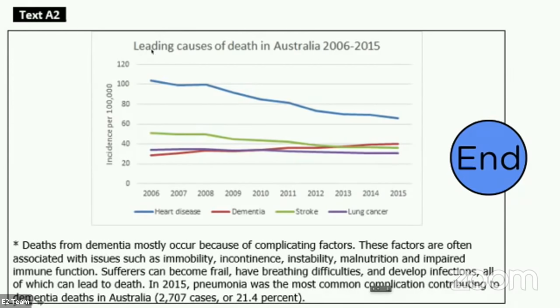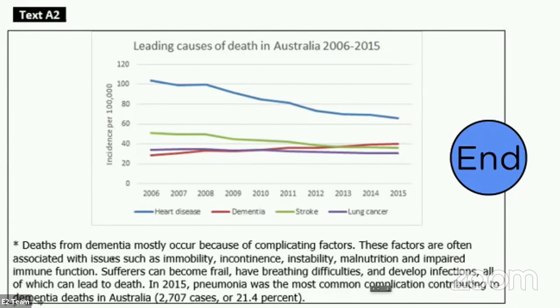Okay, so hopefully you read this. Causes of death, or leading causes of death in Australia, incidents per 100,000. Heart disease. Okay, heart disease is very high. Dementia's there, stroke, lung cancer. Remember we're looking at dementia specifically, so we're probably going to have to pay attention to this dark red line here. Good. And now this will be interesting information too.